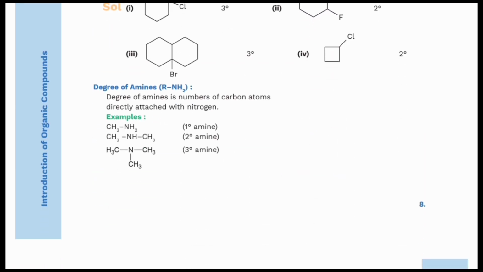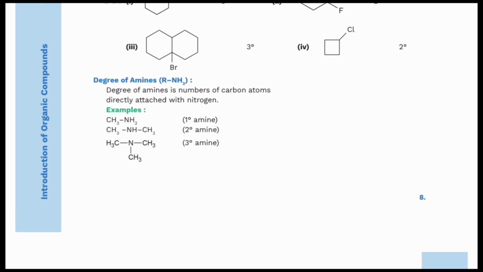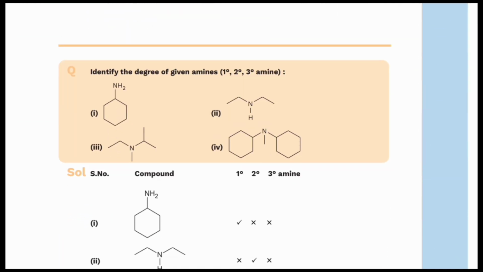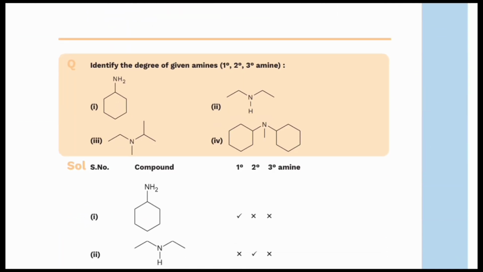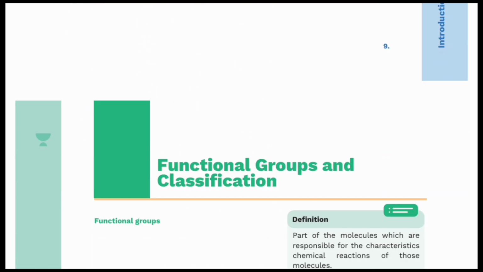Okay, degree of amines is also the same, but you can see it is attached to a primary carbon, or attached to a secondary carbon. The degree of an amine is the number of carbon atoms directly attached to nitrogen. You can see here nitrogen is attached with 2 carbon atoms, so this is a secondary amine. Here nitrogen is attached with 1 carbon atom, and here nitrogen is attached with 3, so this is a tertiary amine. Okay, and quaternary amines also exist, but that is more advanced. So here are some questions, and the solution is given.